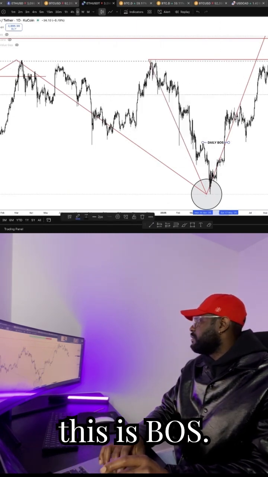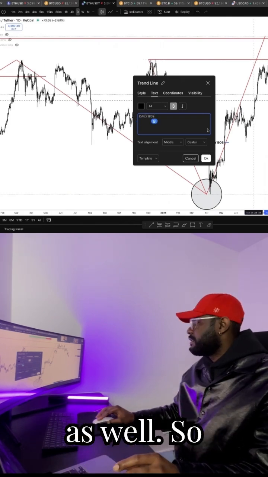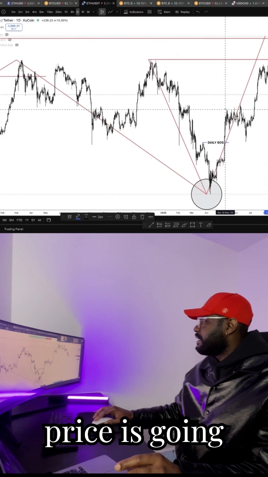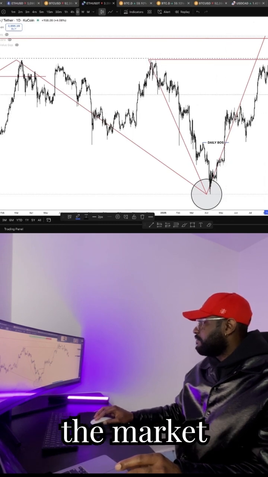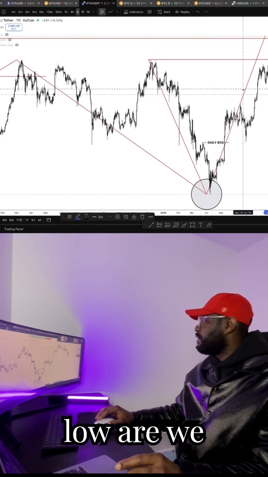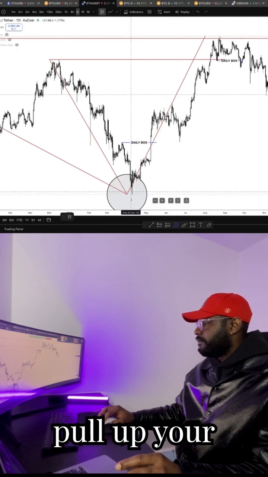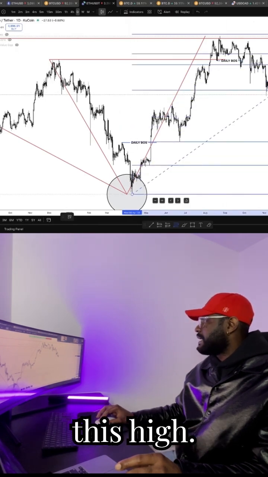and this is BOS on the daily as well. So this BOS confirmed that price is going up. This BOS confirmed that the market wants to go down. So your job now is to find out how low we are going and where we are going to buy from. You now pull up your Fibonacci from this low to this high.